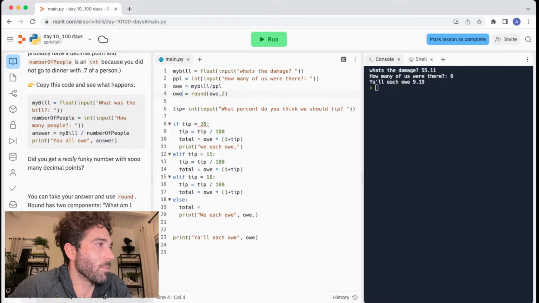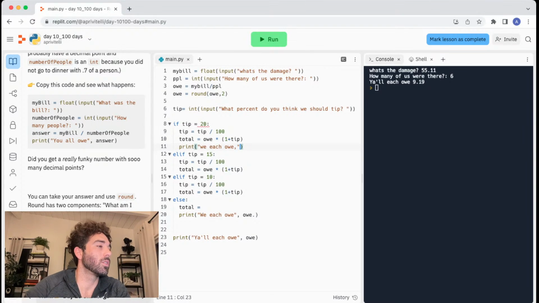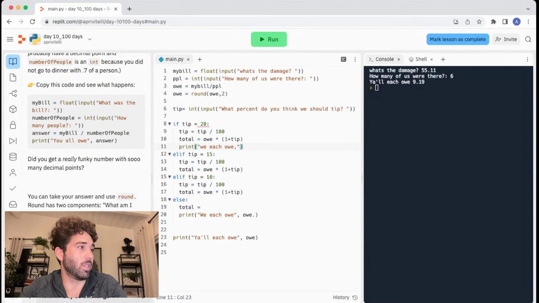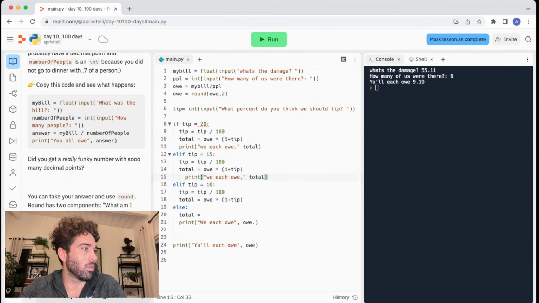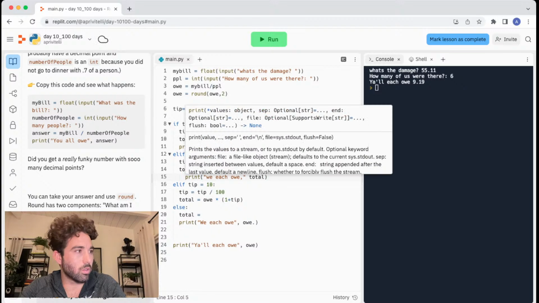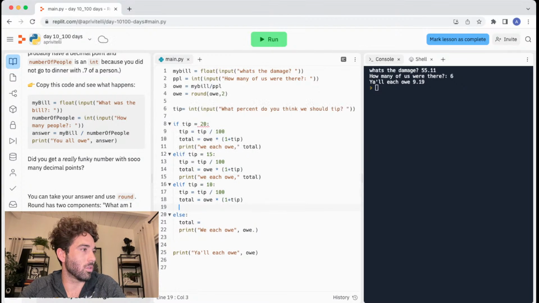So if the tip is 20, tip equals tip divided by 100, that's 20%. Total equals, yeah, O times... okay, print we each O. We each owe total.